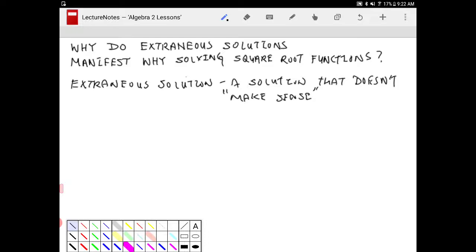What makes something not make sense? Does getting an imaginary answer count as extraneous, because that doesn't make any sense to you at the moment, because it's just unclear what an imaginary number is? No, that's not what an extraneous solution is. As a matter of fact, imaginary solutions actually do fulfill the conditions of quadratic equations. So it's not like imaginary solutions are extraneous. They're not the same things. So what exactly is an extraneous solution?